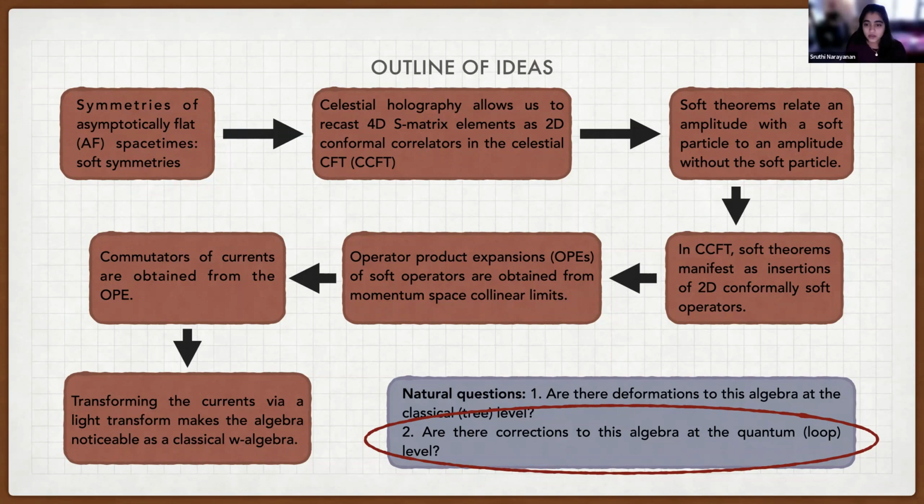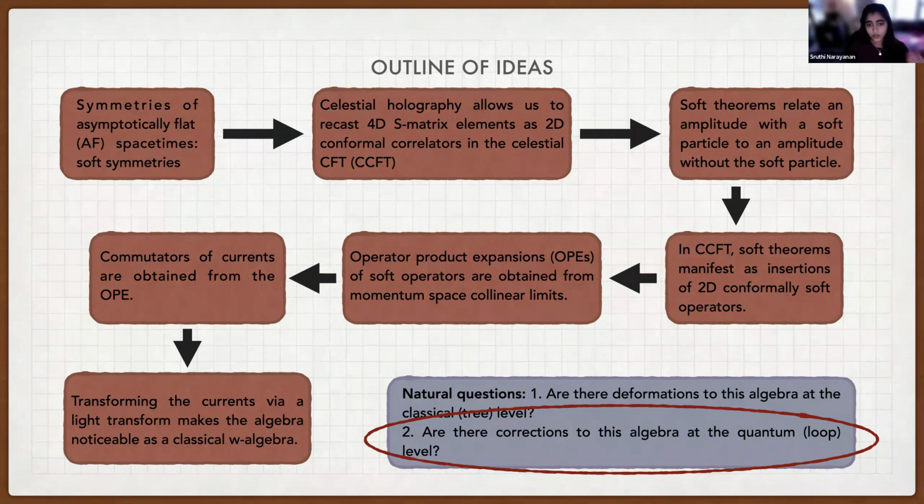So now what we can do is we have these operators in CCFT, whether or not they're conformally soft, we can construct their operator product expansions. And it turns out that the operator product expansions are obtained from collinear limits of the momentum space amplitudes, which shouldn't be surprising. You know, we're taking two momenta to be parallel to each other. That should correspond to two operators probably coming close to each other. But if you do the math, you realize that that's actually the correspondence that you see.